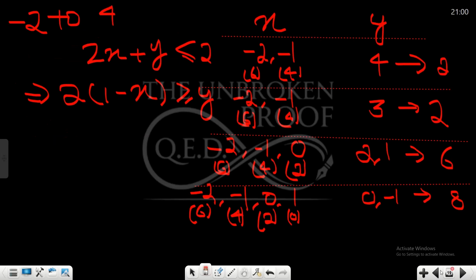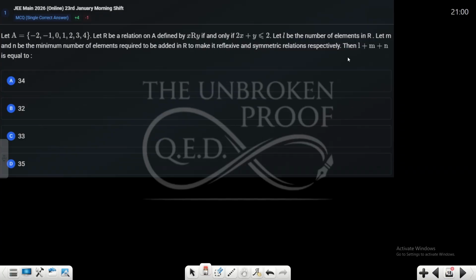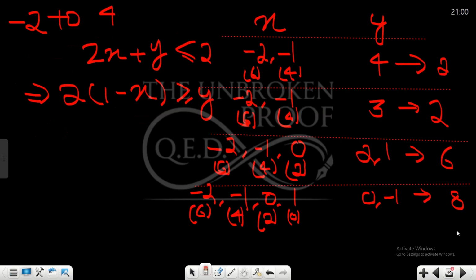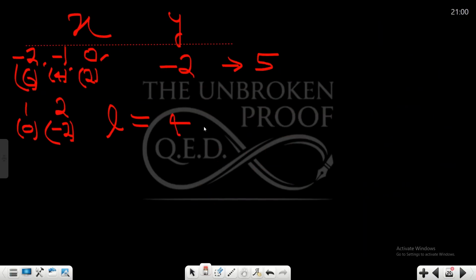So the value of L, because L is the number of elements in R, will be 2 plus 2, which is 4, 4 plus 6 plus 8 plus 5, which turns out to be 23. Okay, so this is the value of L.